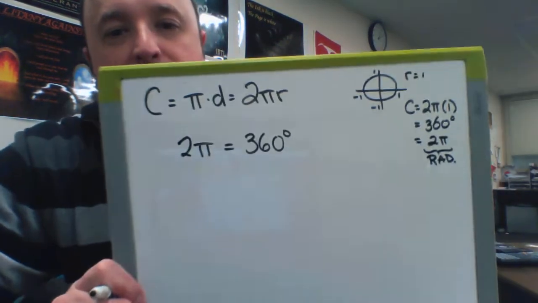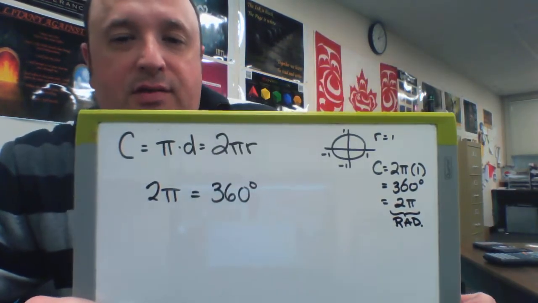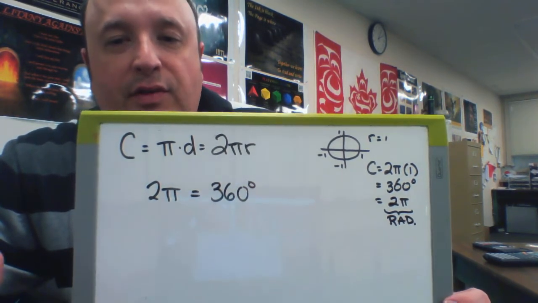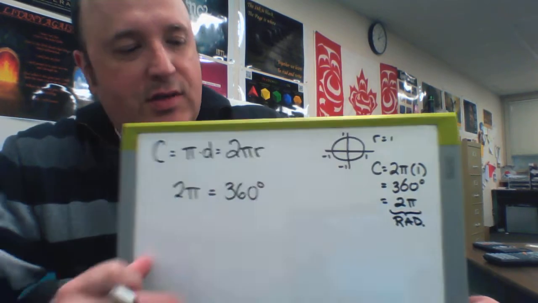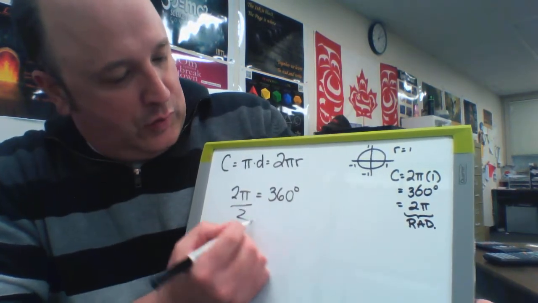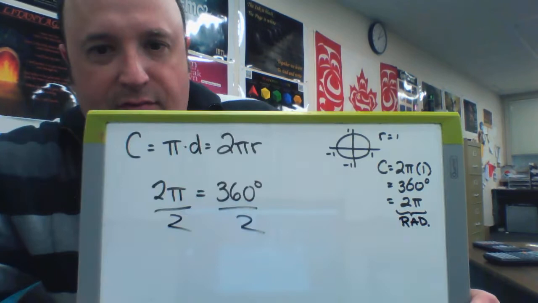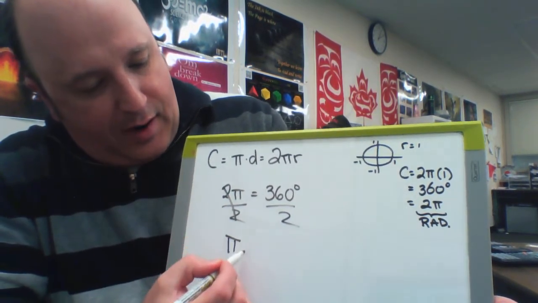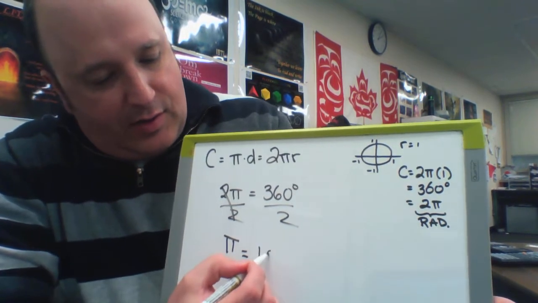Right? 2 pi is 360 degrees. Now that's fine, right? And a lot of people use that as their base equivalency, but there's one that's even easier to use. If I divide both of these by 2, these cancel out, and I'm left with pi is equal to 180 degrees.